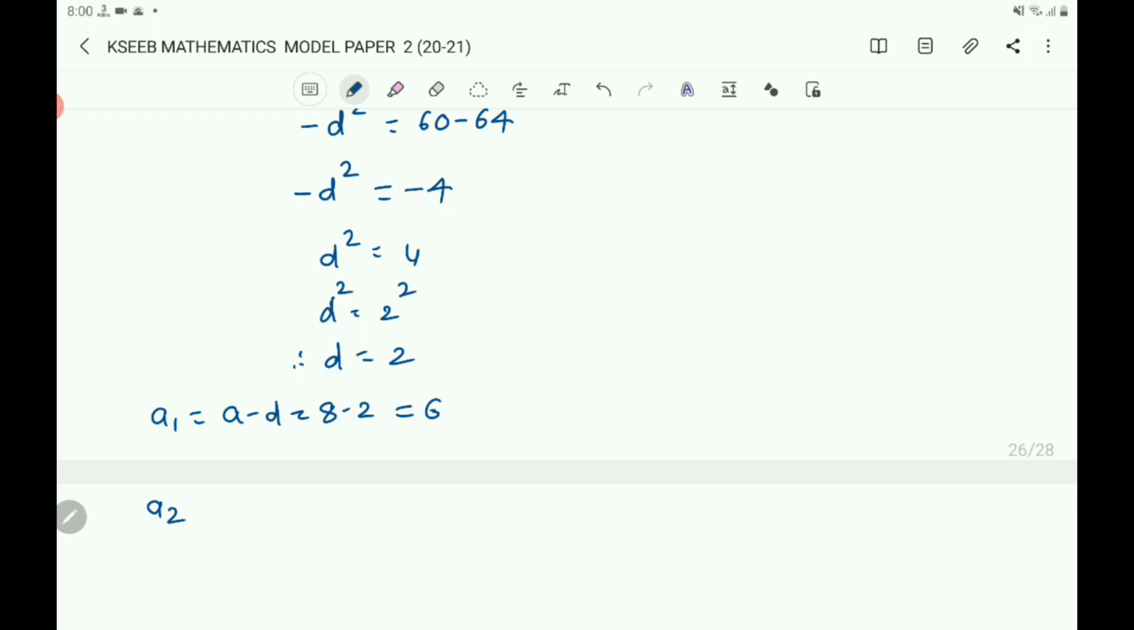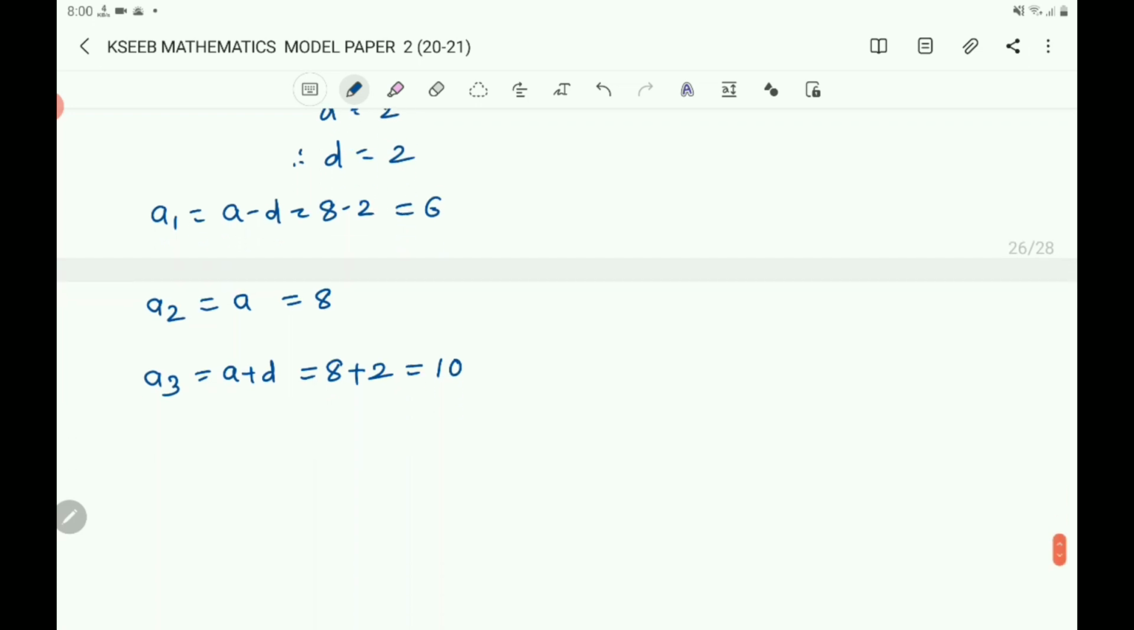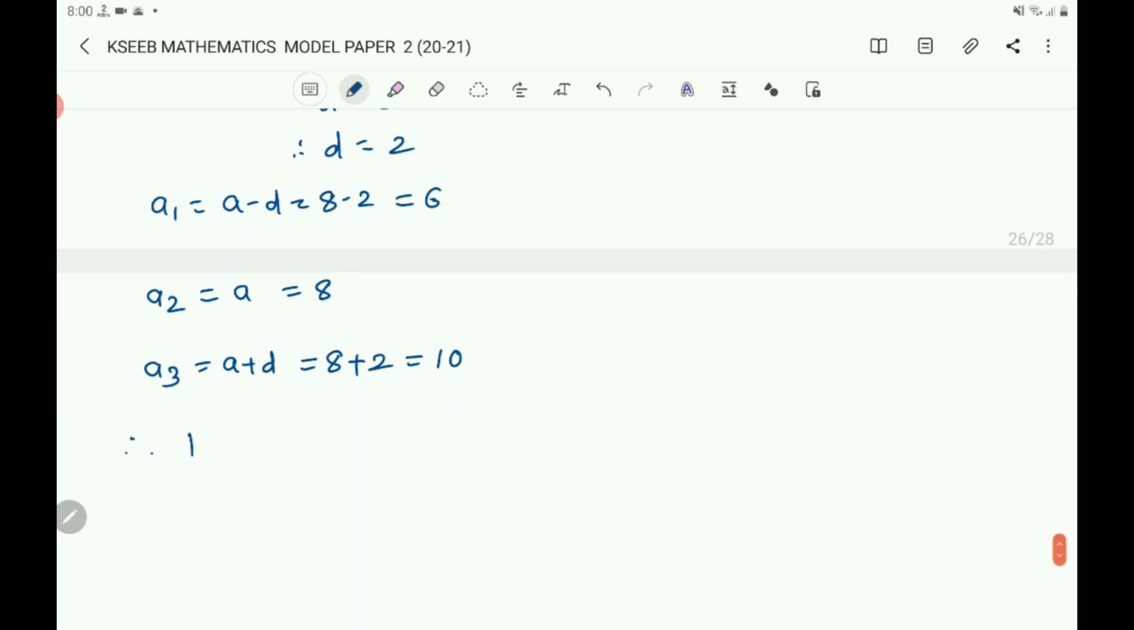A2 equals A, that is 8. Then A3 is A plus D, that is what? 8 plus 2. A plus D means 8 plus 2, that equals 10. Therefore the 3 terms of AP.